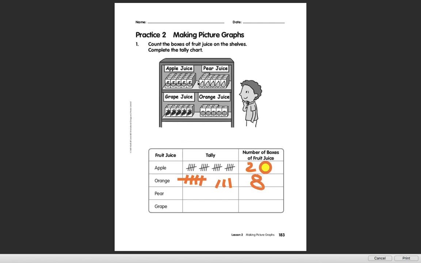So for pear juice, we've got to count. And when I count, I usually like to write on the picture with my pencil so I know I already counted it, so I don't count it twice or skip it. But with this, it's going to be tough. 1, 2, 3, 4, 5, 6, 7, 8, 9, 10, 11, 12, 13, 14, 15, 16. Let me count again. 1 through 16. All right, so I'm going to try my best to make 16 tally marks.